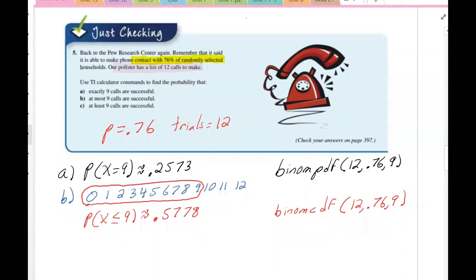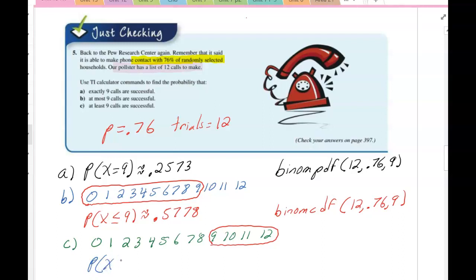Let's take a look at the last example, part C. In that particular problem, I want to know at least 9 calls are successful. So again, I'm going to write this out to help us visualize this. When it says at least 9 calls are successful, that means I want 9, 10, 11, or 12. If I say I have at least $9 in my pocket, that means I could have $9 in my pocket. So symbolically, I want the probability that x is greater than or equal to 9.